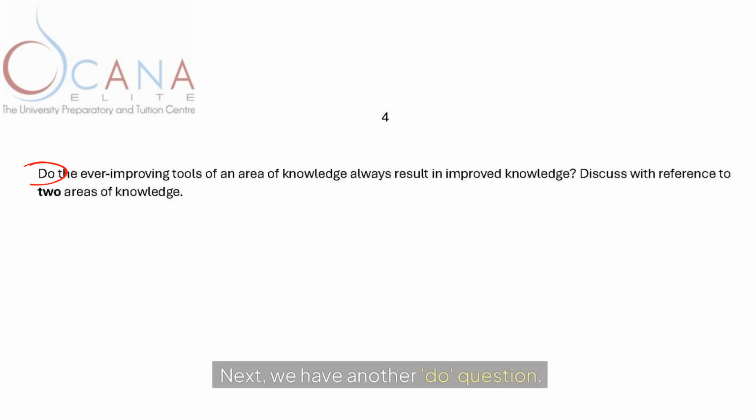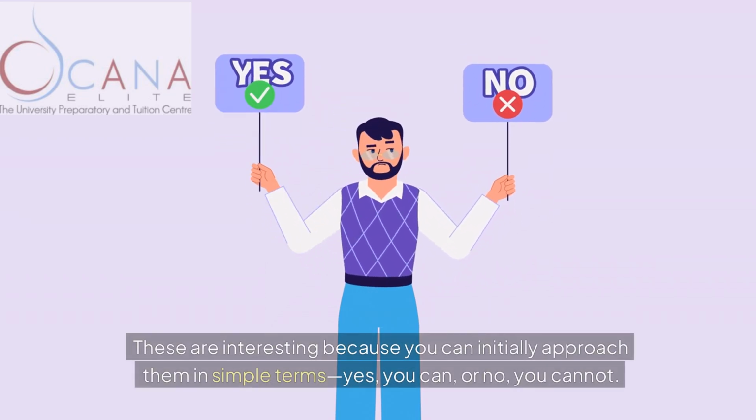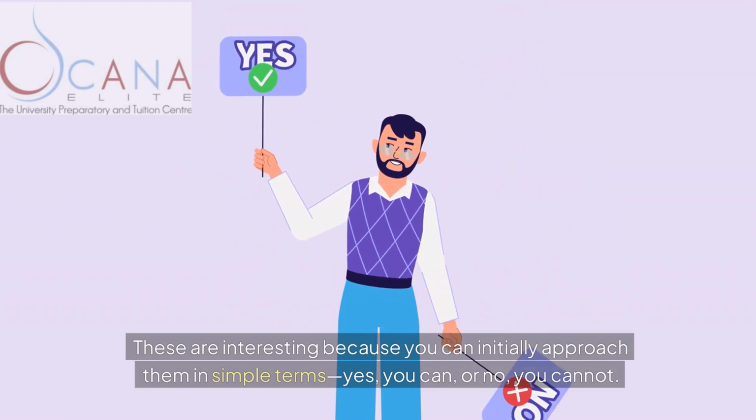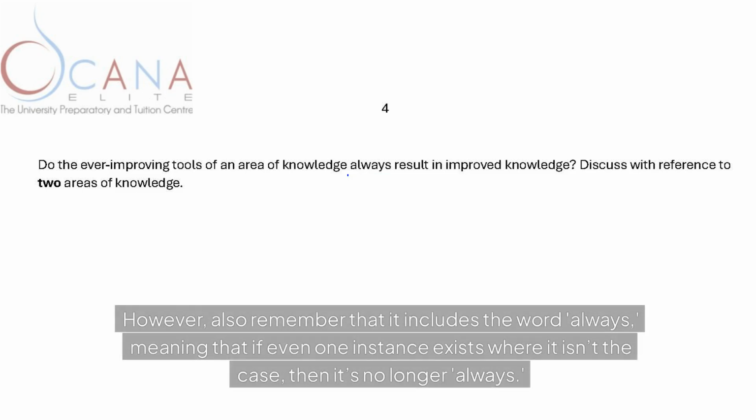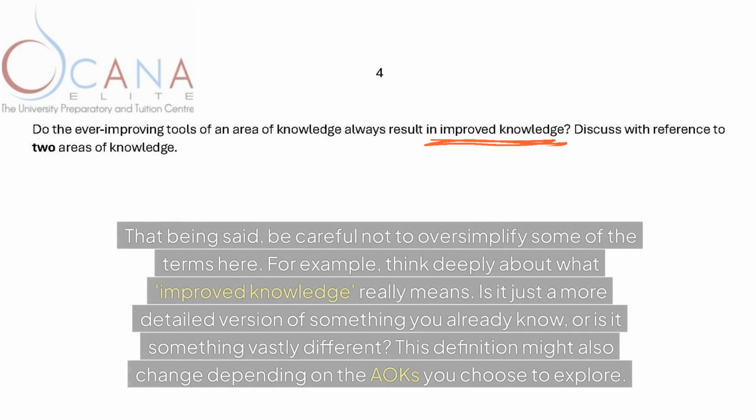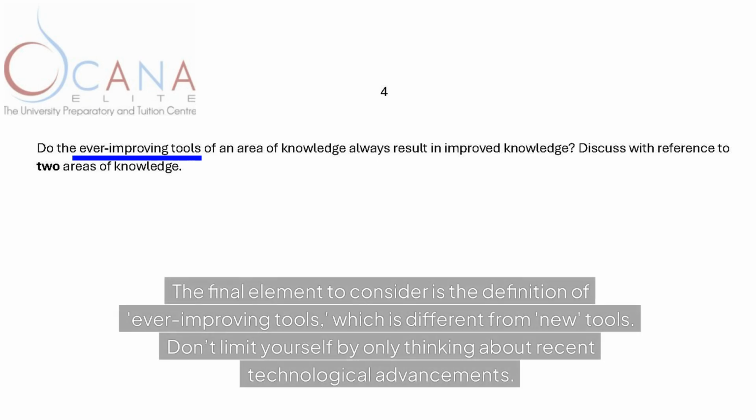Next, we have another do question. These are interesting because you can initially approach them in simple terms. Yes, you can, or no, you cannot. However, also remember that it includes the word always, meaning that if one instance exists where it isn't the case, then it is no longer always. That being said, be careful not to oversimplify some of the terms here. For example, think deeply about what improved knowledge really means. Is it just a more detailed version of something you already know, or is it something vastly different? This definition might also change depending on the AOKs you choose to explore. The final element to consider is the definition of ever-improving tools, which is different from new tools. Don't limit yourself by only thinking about recent technological advancements.